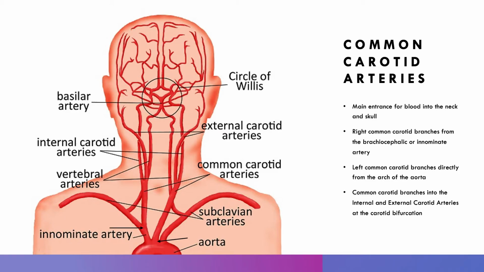The common carotid arteries are the main entrance for blood into the neck and skull. The right common carotid artery branches from the brachiocephalic or innominate artery, whereas the left common carotid artery branches directly from the arch of the aorta. The common carotid arteries branch into the internal and external carotid arteries at the carotid bifurcation on each side of the neck.